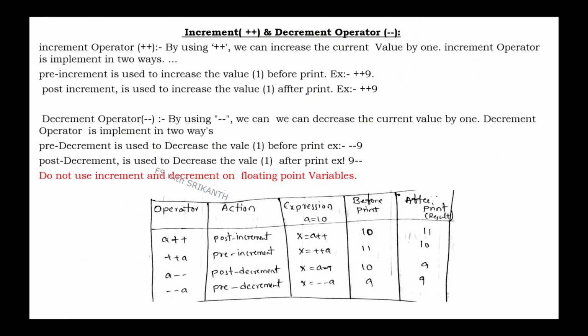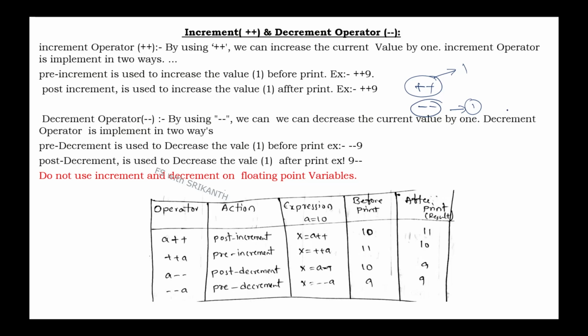Next operator, increment and decrement operator. What is increment? Plus plus symbol. What is decrement? Minus minus symbol. With the help of the increment operator we increase the value by 1. With the decrement operator we decrease the value by 1. Both are the same, but consider that the increment operator increases the value and the decrement operator decreases the value.